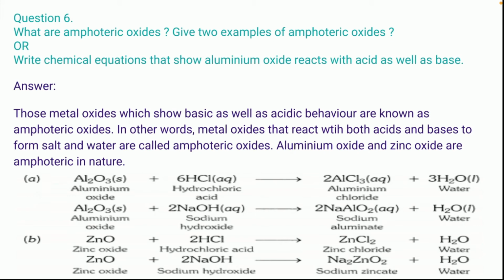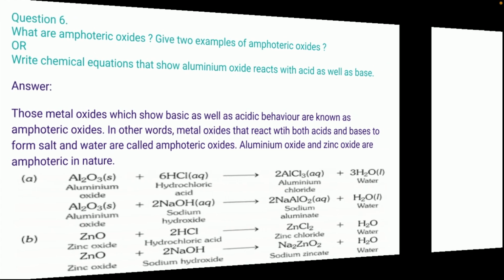And zinc oxide also reacts as an amphoteric oxide. ZnO plus HCl gives ZnCl2 plus H2O, where zinc oxide reacts with an acid to form salt and water. At the same time, ZnO on reacting with a base like NaOH will produce sodium zincate and water. So both these reactions are examples of amphoteric oxides. They react with both acid as well as base. Let's move on to the next question.